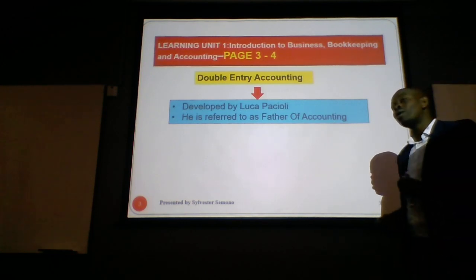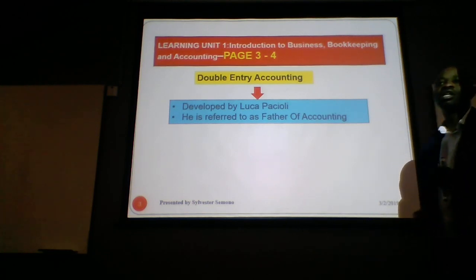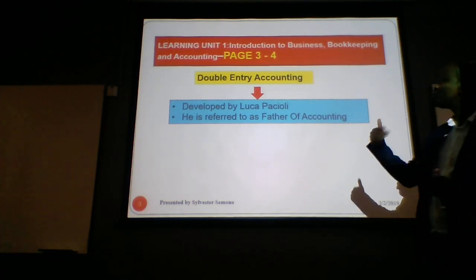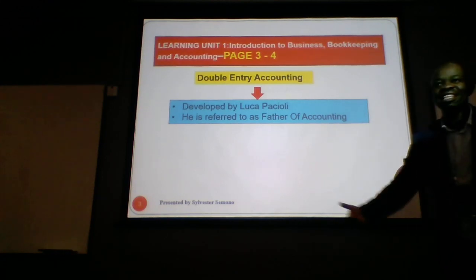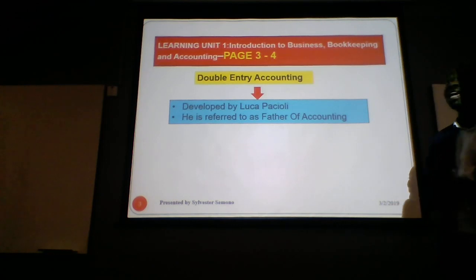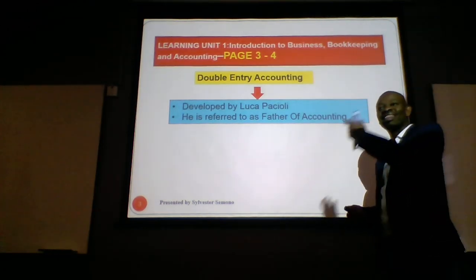So if you check in your book, they talked about the development of accounting systems. You know that accounting gradually improved throughout the years. That's why we've got this research just to better accounting, like any other subject. People are engaging themselves in research in order to make things better.